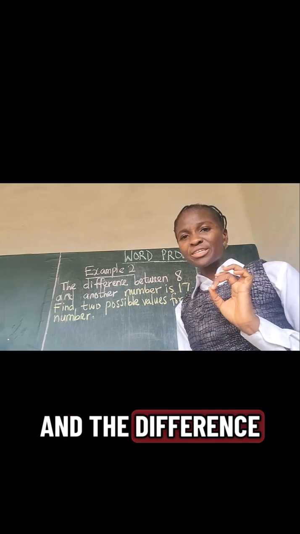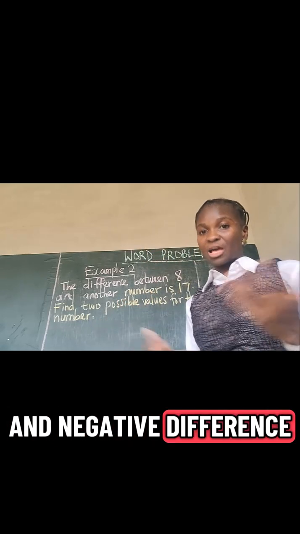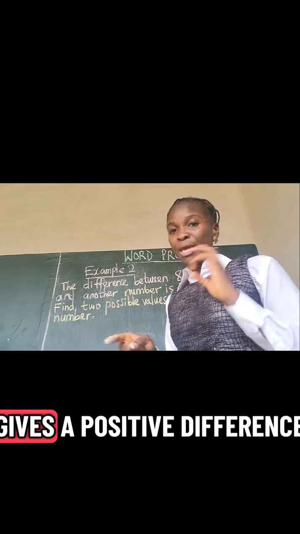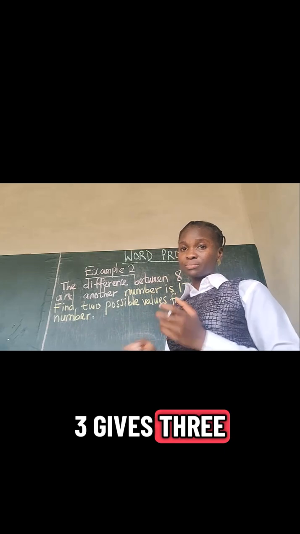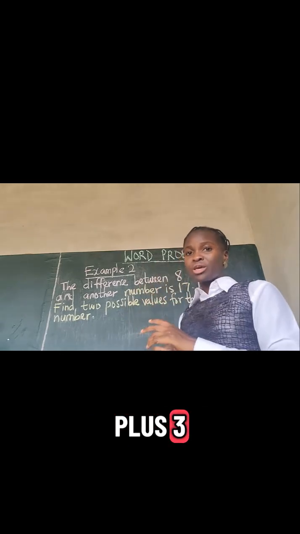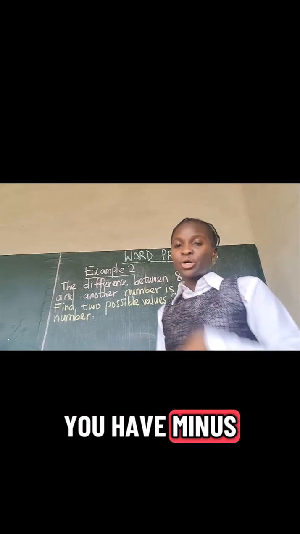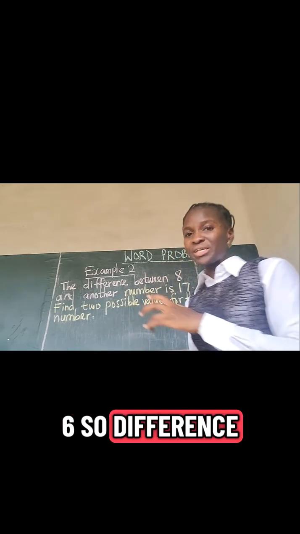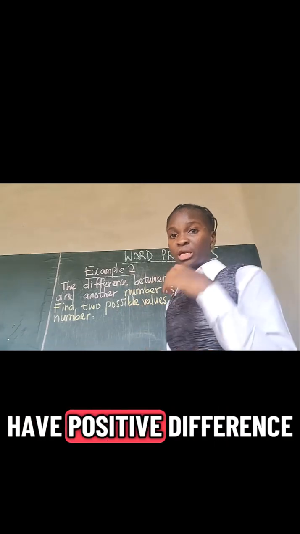And the difference is such that you can have positive difference and negative difference. What do I mean? The bigger number minus the smaller number gives a positive difference. 6 minus 3 gives 3, because 6 is greater than 3. So you have plus 3. But if you say 3 minus 6, you have minus 3, because 3 is lesser than 6. So difference can be of two types. You can have negative difference and you can also have positive difference.